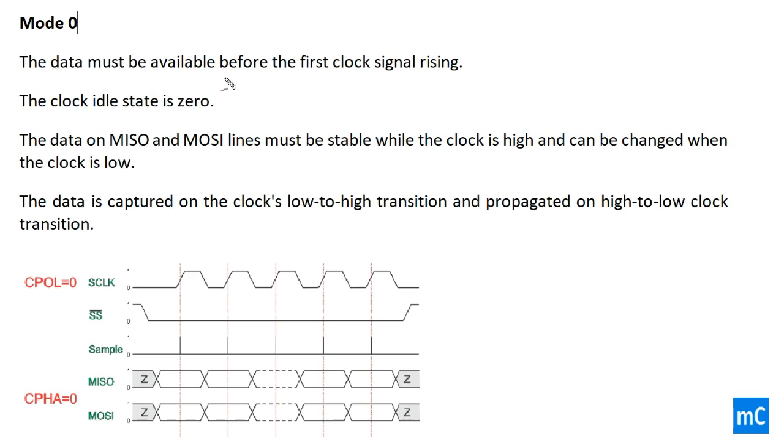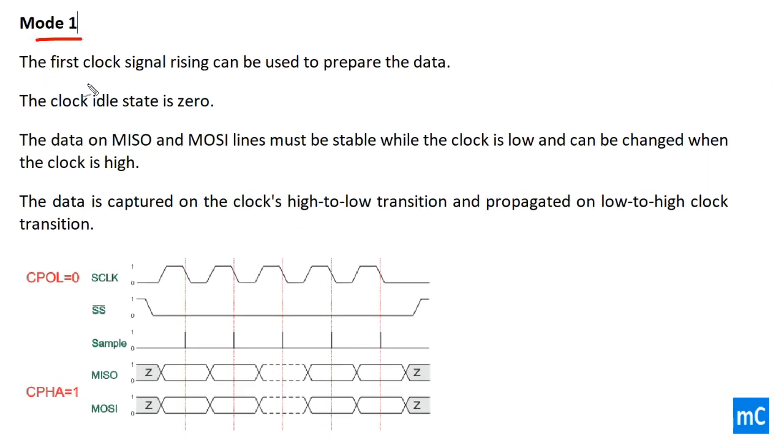First, we will see mode 0. The data must be available before the first clock signal rising. The clock idle state is 0. The data on MISO and MOSI lines must be stable while the clock is high and can be changed when the clock is low. The data is captured on the clock's low to high transition and propagated on the high to low clock transition, as shown in this diagram. When the chip select pin goes low and then the clock varies, that is on the rising edge.